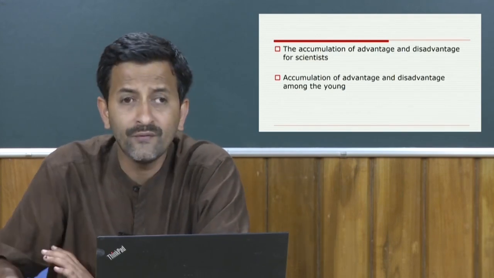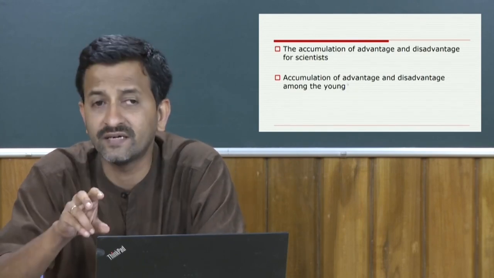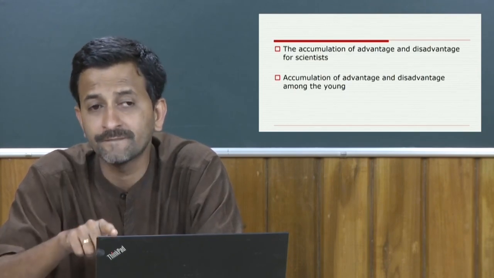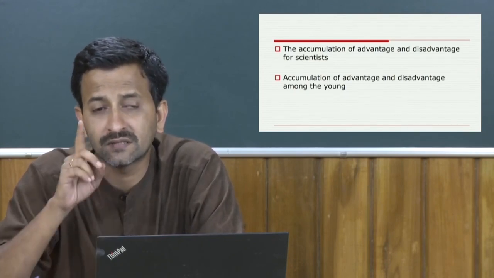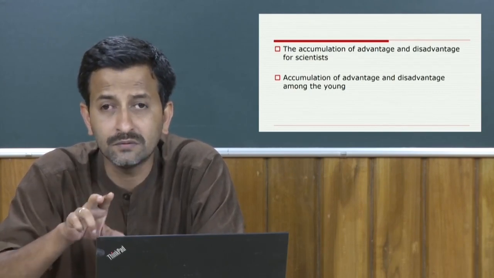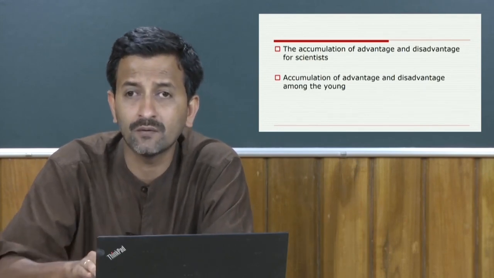Then we will discuss accumulation of advantage and disadvantage, okay, among the young scientists, among the junior scientists, among the graduate students, among the PhD research scholars. Okay, it is very important to understand this. Then what have we discussed till now?